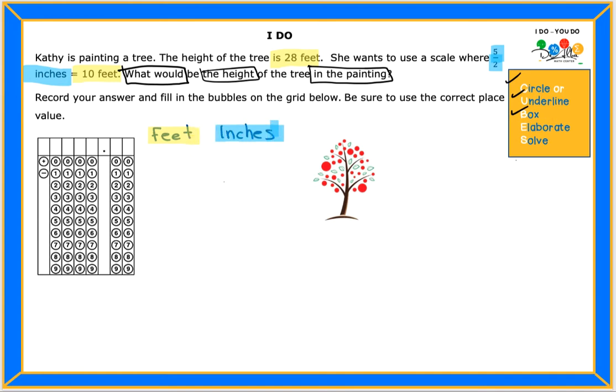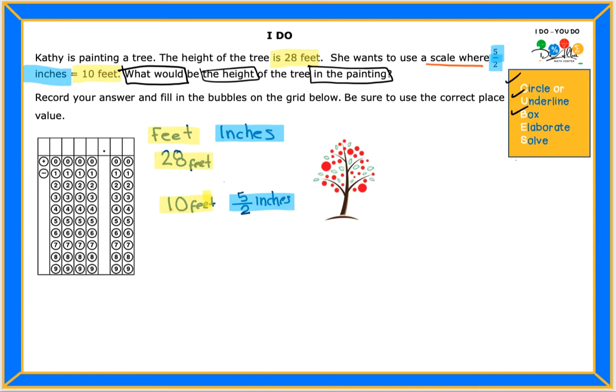Now, in the story they mentioned the height of the tree is 28 feet, so I'm gonna put that right here. And they want to use a scale where, so this is the scale, this is very important. The scale where 5/2 inches, so that will be here on the inches side, you see, 5/2 inches is, the equal sign reads as is, 10 feet, and the 10 feet will be then on the left side. These are feet, and the 28 also are feet. And all this information I'm going to put in yellow.